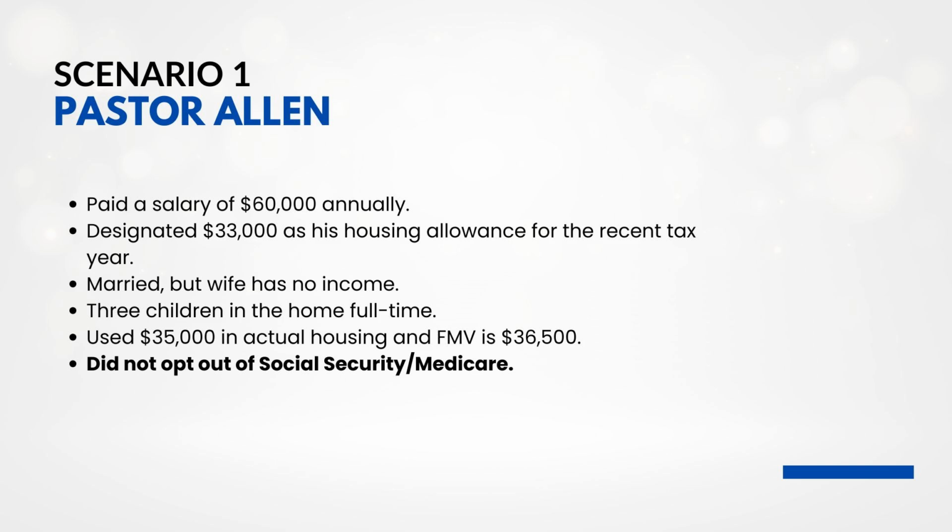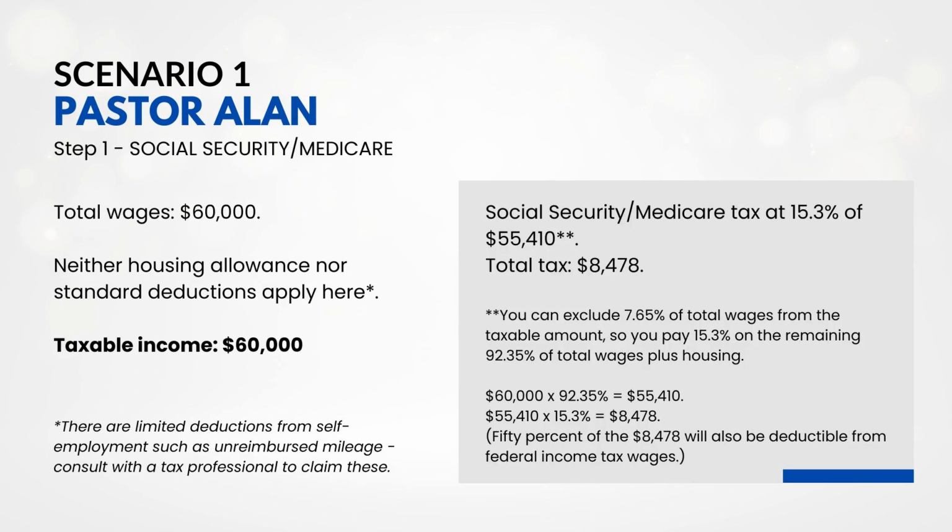Pastor Allen is still participating in the Social Security and Medicare programs. The first step we should take in establishing how much tax Pastor Allen owes would be to calculate his Social Security and Medicare tax. When you have not opted out of Social Security and Medicare, the total amount of wages used to calculate your Social Security and Medicare tax includes both your taxable wages and your designated housing allowance. There are some deductions from the self-employment tax available, such as unreimbursed mileage, but you should consult with a tax professional before claiming these.